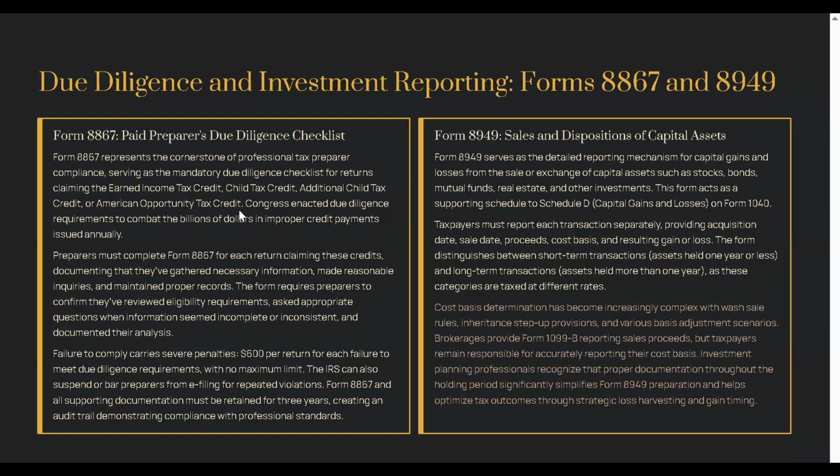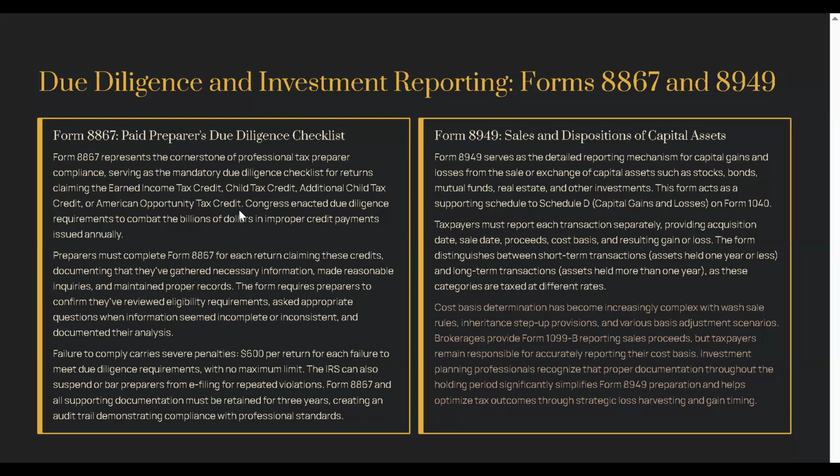Okay, we got Form 8949. This is for sales and disposition of capital assets. So to me, kind of during COVID, I really saw this form skyrocket. So mostly people who bought crypto, people who are buying stocks and things of that nature, they will have this form, the 8949 form.